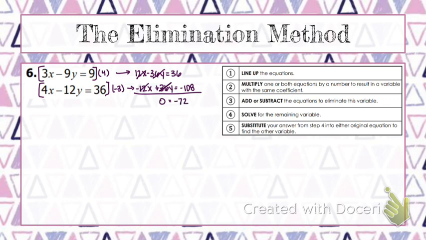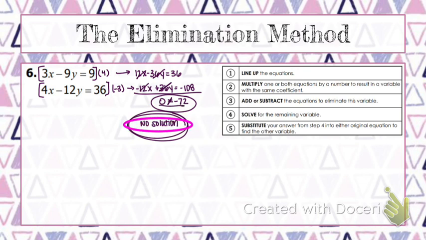So now we have a problem. Our variables disappeared on us. So when your variables disappear like that, you want to look at this statement here. This says 0 equals negative 72. And you ask yourself, is that true? And it's not. 0 is not equal to negative 72. So what that means is there is no solution for this set of equations.